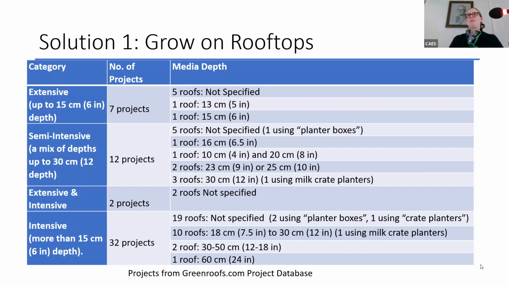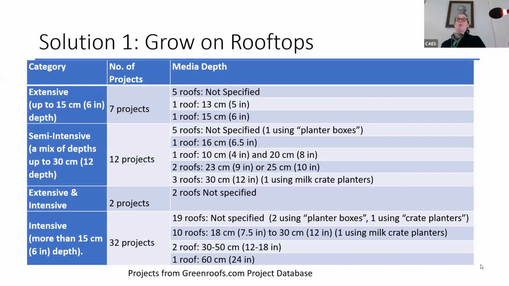Some roofs are a mix in that part is extensive and part is intensive. And then there are intensive roofs. Some definitions have changed intensive to more than 30 centimeters of depth, but a lot of the projects in the database still say they're intensive if they are over that 15 centimeter depth. The majority of the roofs that you can find that grow vegetables are in that intensive category and grow in 8 inches of media or more, up to 60 centimeters.